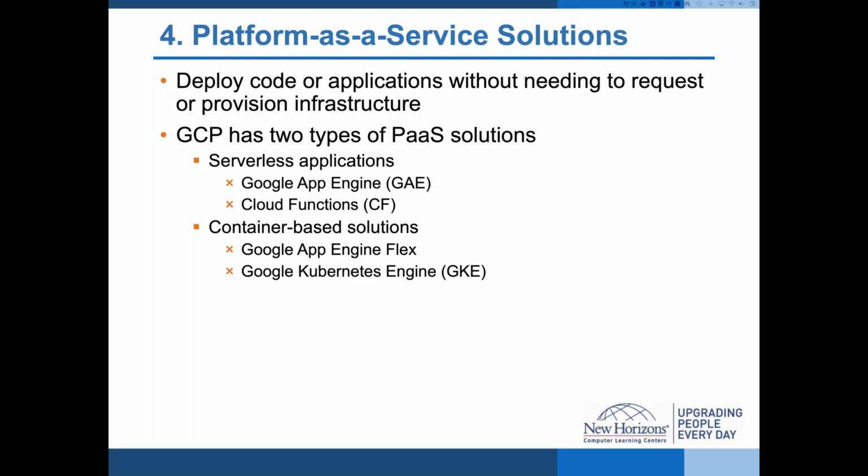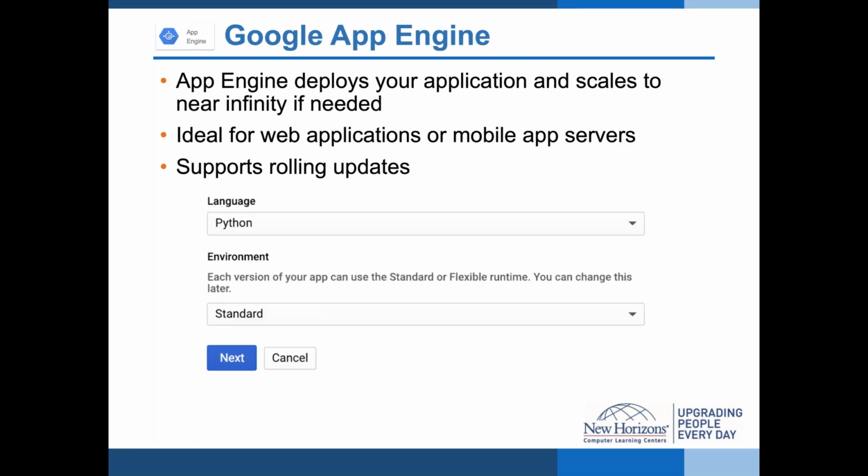Let's talk about Google App Engine. App Engine deploys your app and scales to essentially whatever you need, near infinity if needed. Now, of course, we can't scale actually to infinity, but we can get pretty far up there. So App Engine is ideal for web applications or mobile app services where you need to scale quickly and potentially very, very high, like to a large number of applications.